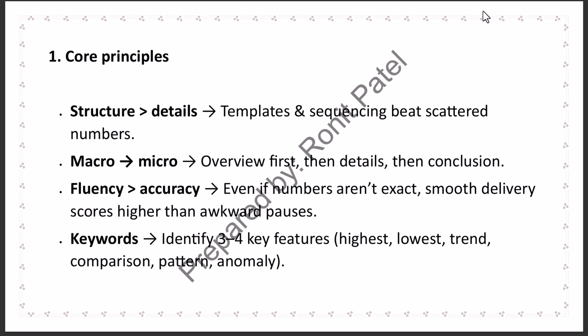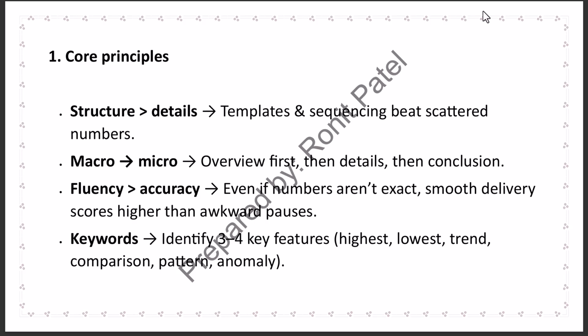Let's begin with the fundamental truths of Describe Image. These principles change everything. Principle 1. Structure is more important than details. Students try to mention every number, but scoring rewards clear organization, not data overload. Templates and sequencing are far more powerful than random statistics.